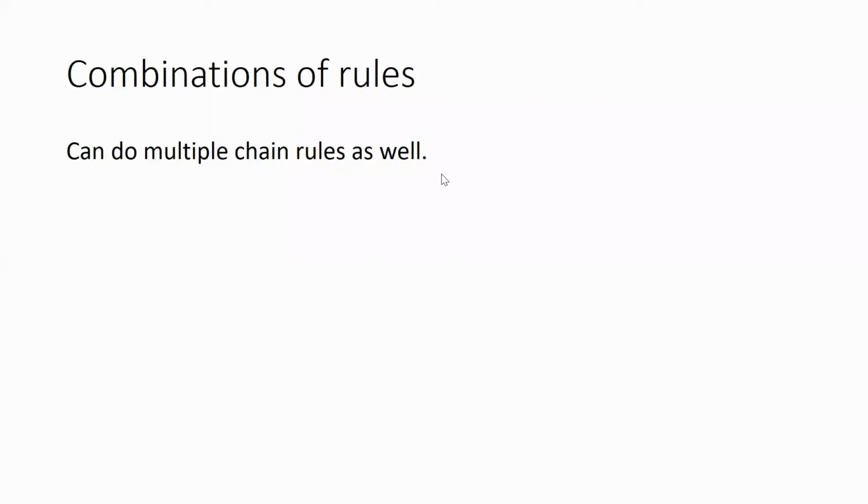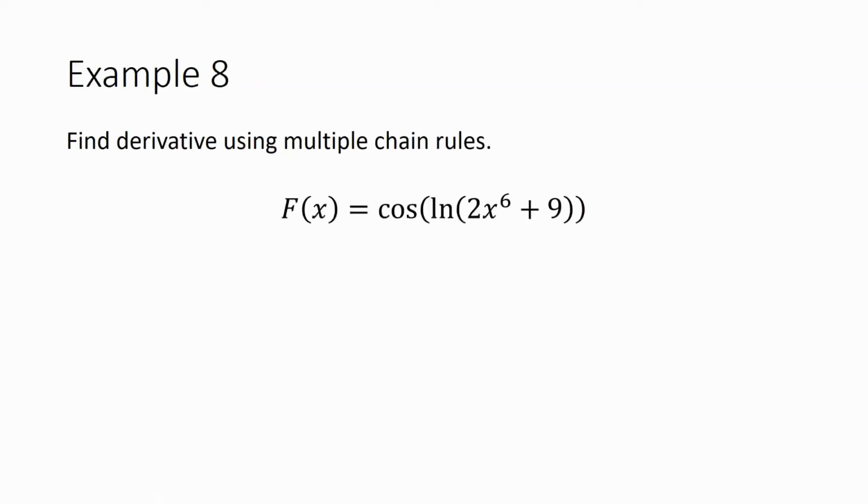Another way we can utilize chain rules is by doing multiple chain rules at the same time. So if we have a composition of 3 functions, f composed with g composed with h, then we can apply multiple chain rules with our functions. Let me give you an example of that.